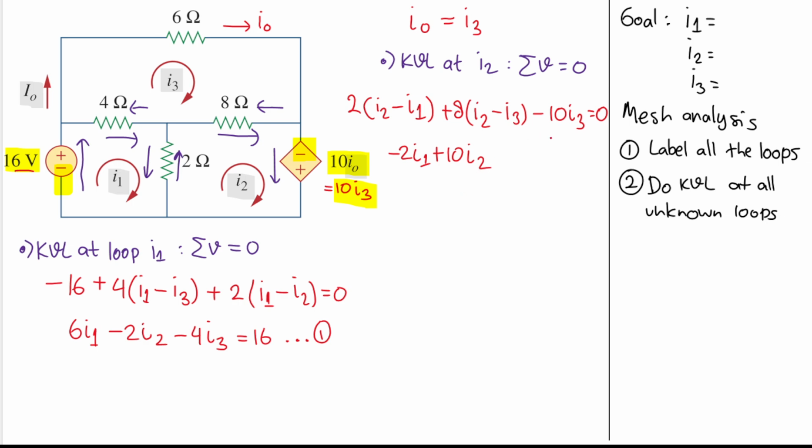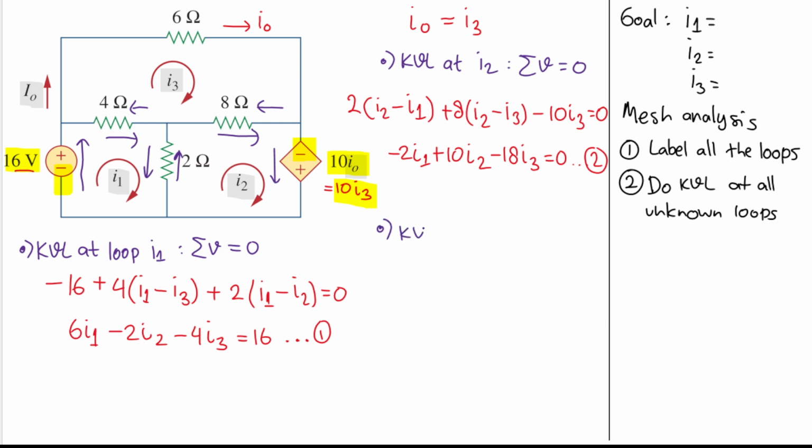And then I3 came from this term and that term. This term is minus 8, and then minus 10. Minus 8 minus 10 will be minus 18I3. Okay, and then all of that will equal 0. Let's save this here as equation number 2. Good. Now let's do the third step here, which is KVL at I3, which is the last loop here.